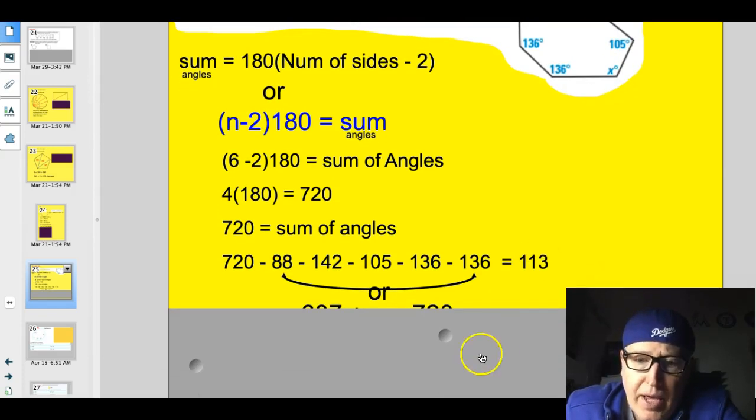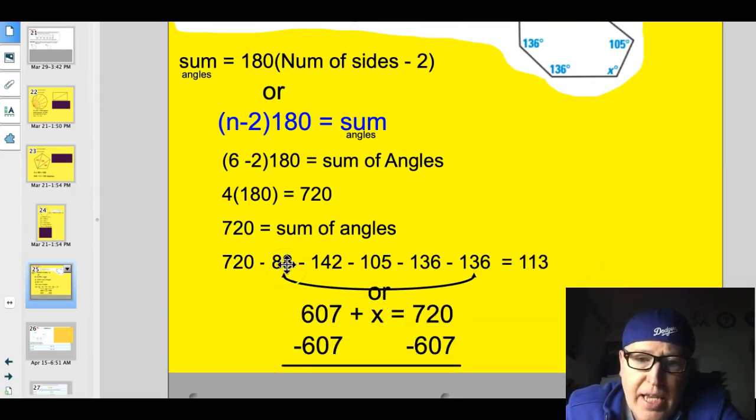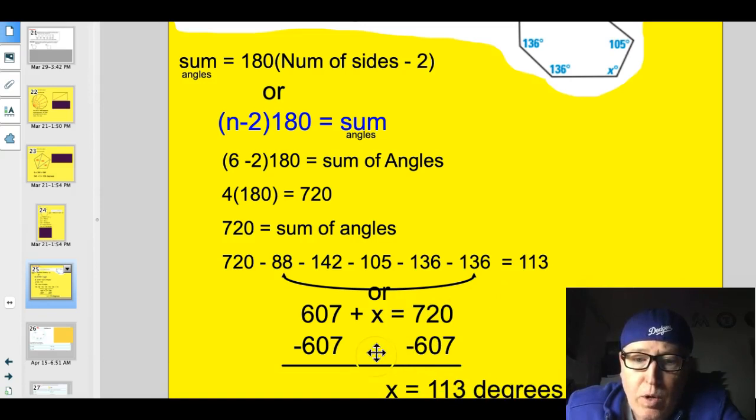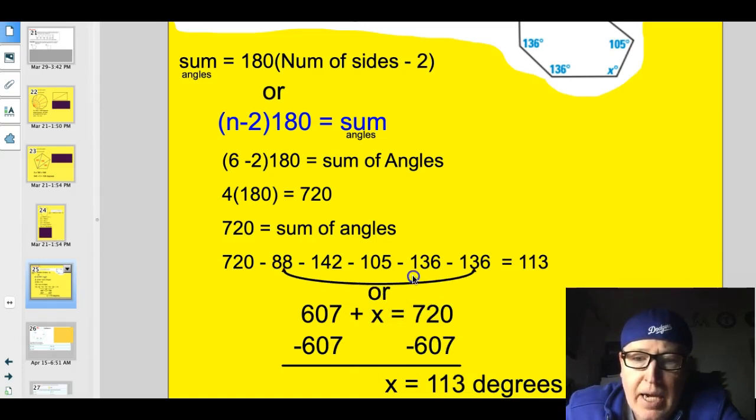Now, another way to do that is you could just add all of these angles up, and you're going to get a total of 607 degrees. Plus this angle here would equal 720 degrees. So you could do a little equation there where you subtract 607 from both sides and you'll get x equals 113 degrees. I think either way is fine. I do it this way here. I make it into an equation if it's getting a little more complicated, sometimes if there's decimals and things like that involved, or fractions. Other than that, I just pretty much subtract from the total.